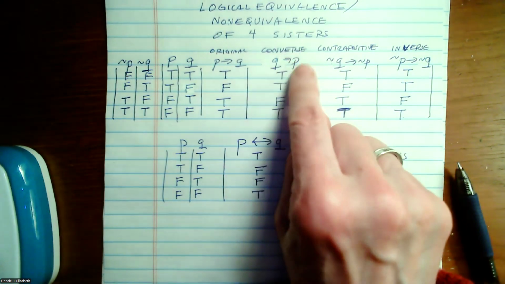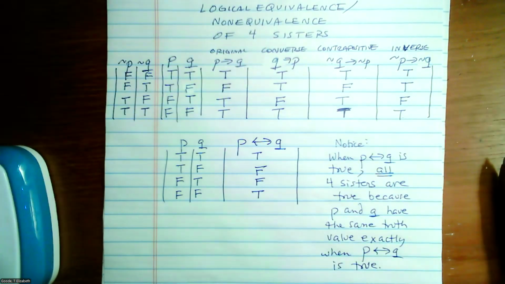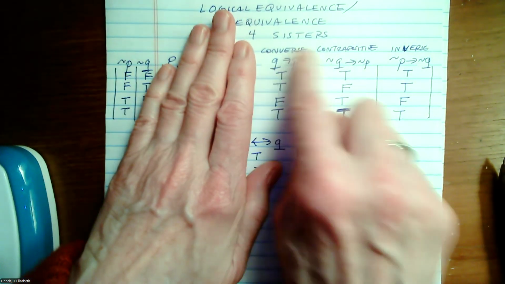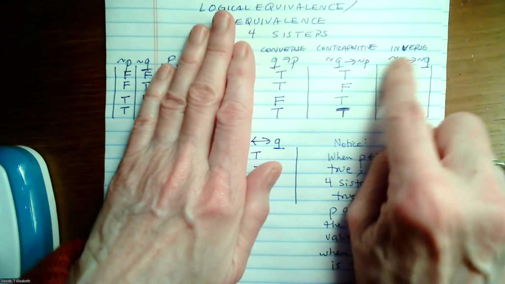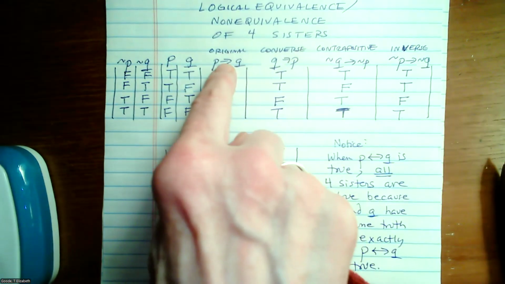Like if this was the original, this would be its contrapositive. See what I mean? If the converse were your original, you switch everything around and negate everything, and you get its contrapositive, which is the inverse of the original.